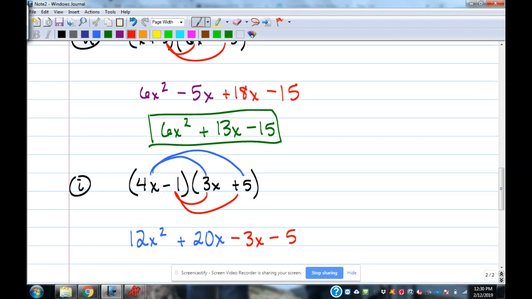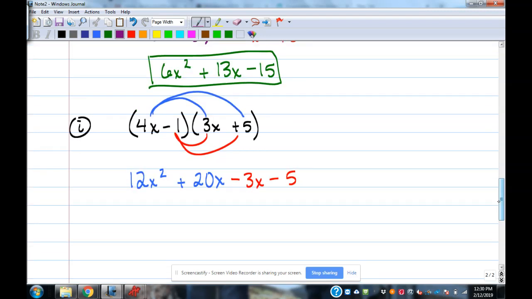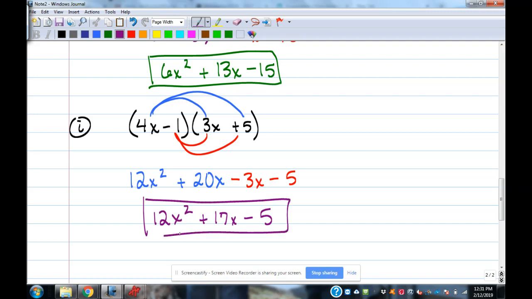Like terms. 20x and the negative 3x, so 12x squared plus, nope, 20 minus 3 is 17x. Okay. So binomial, 2 terms, times a binomial, 2 terms. It's just distributive property twice. That's all it is. Okay. Now, go on to the next one.